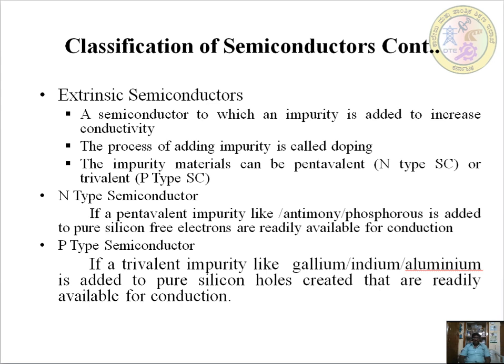So next is your extrinsic semiconductor: a semiconductor to which an impurity is added to increase its conductivity. Intrinsic semiconductor was the purest form of silicon, but in extrinsic semiconductor we are adding an impurity to it, whether pentavalent or trivalent. If it is an n-type semiconductor, we add a pentavalent impurity, and if it is a p-type semiconductor, we add a trivalent impurity.